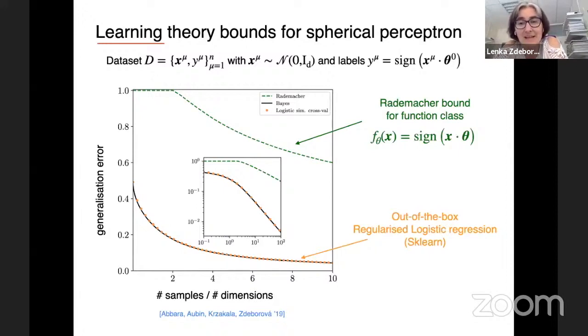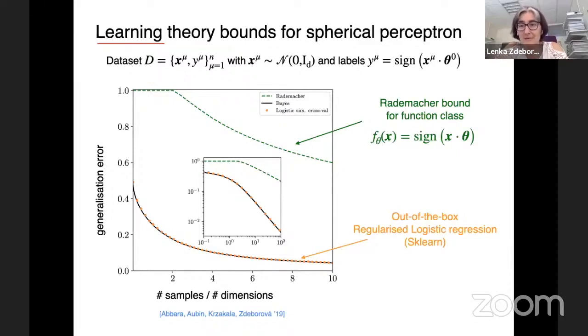And the green dashed line here, that's the generalization performance from data-agnostic learning theory. And you see that it's very far. And in the inset, you have the slopes. And as the number of samples is growing, even the slope is not right.